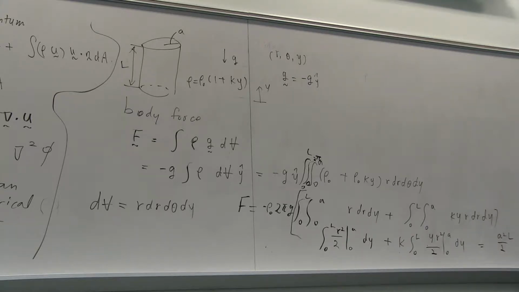Now, once you integrate the R, it takes S square over 2. Now you only have a y in the integral, in the dy. So then you still have y square over 2, from 0 to L, right? So now this should be A square L over 2 plus K A square L square over 4.